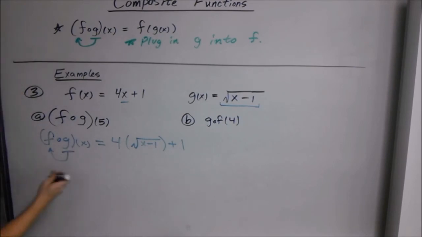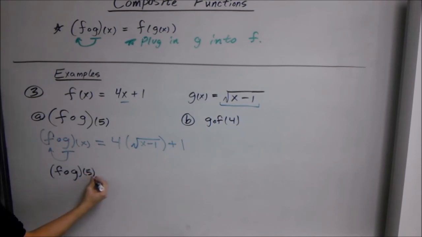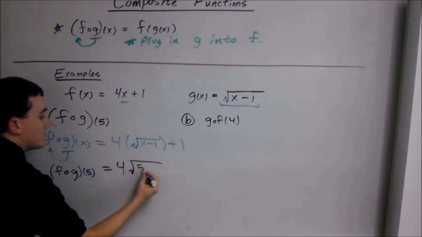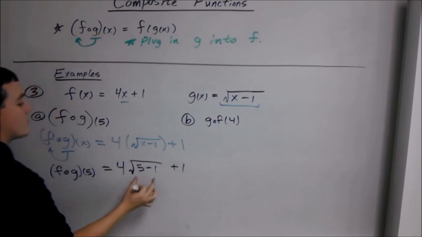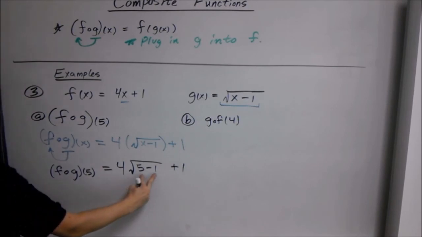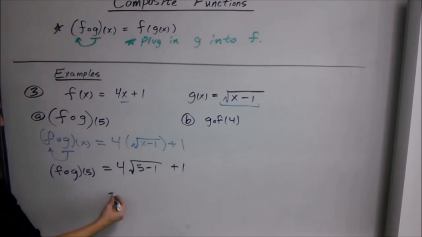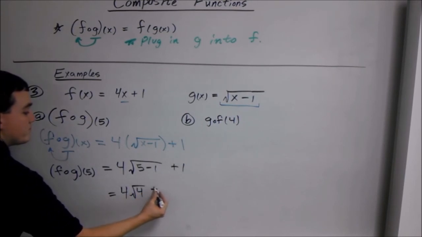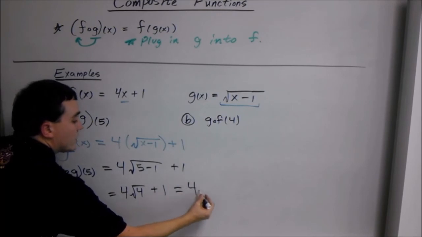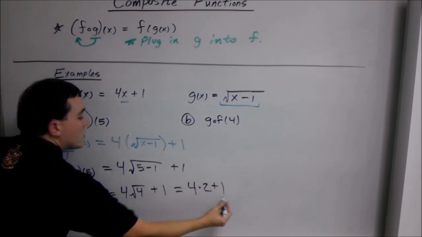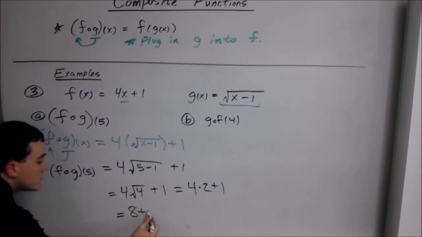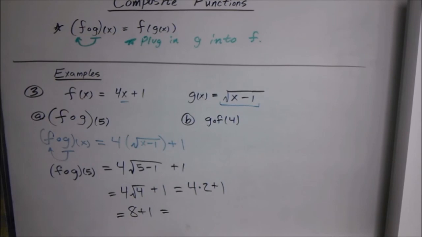Because this is a 5, so to find f of g of 5, just plug in 5. 4 times the square root of 5 minus 1, plus 1. Do everything in the square root first. That's going to become the square root of 4. So we get 4 times the square root of 4. Well, we also know the square root of 4 is 2. So that's 4 times 2 plus 1. So we get 8 plus 1. So we know f of g of 5 is 9.